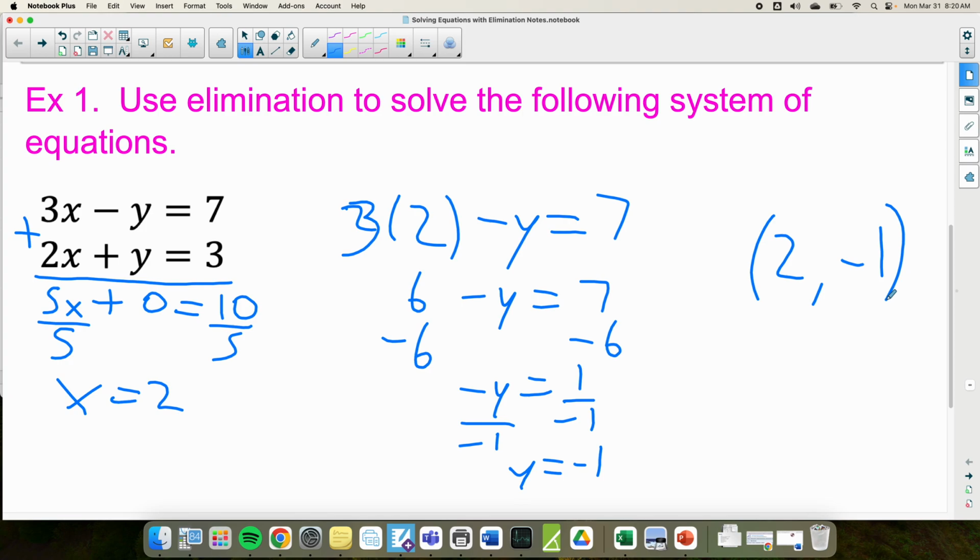One thing too, guys, if you were on your MCA test, you could put the 2 in for x and the y coordinate in for y, and make sure it works in both, so you can check.